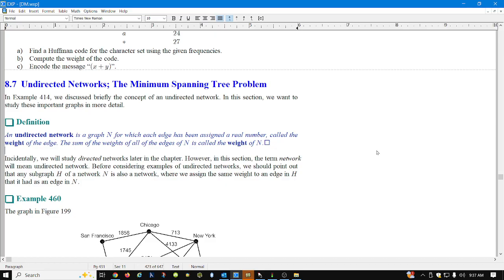We will study directed networks in a future video, but for this video, I'm going to use the term network to mean undirected network. And it is pretty clear that any subgraph of a network is also a network, because the edges still have the weights assigned to them from the original network.